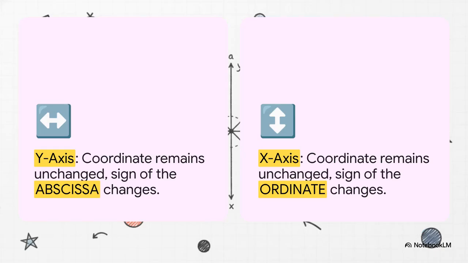Here is the absolutely crucial takeaway. Reflecting across the y-axis only flips the x value, which, by the way, we call the abscissa. For instance, if you've got the point 7, -8, a y-axis reflection flips it right over to -7, -8. On the flip side, reflecting across the x-axis only changes the y value, known as the ordinate. A great trick is to just keep the mirror in mind. Whichever axis is your mirror, that specific letter's coordinate stays identical, and the other one flips its sign.